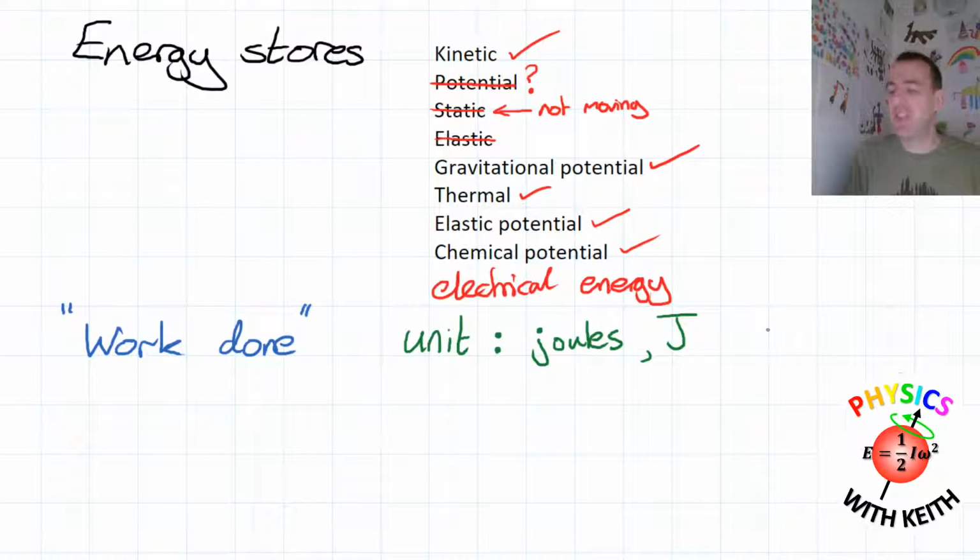The only exception to this is if you are starting a sentence with it. So, for example, Joules is the unit of energy. Then you'd start with a capital J because it's the start of a sentence. So that's the only exception to that. Anyway, so joules is the unit of energy. It is therefore also the unit of work done.